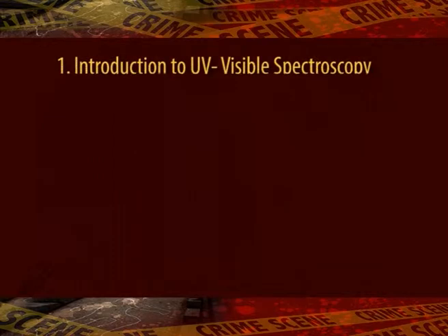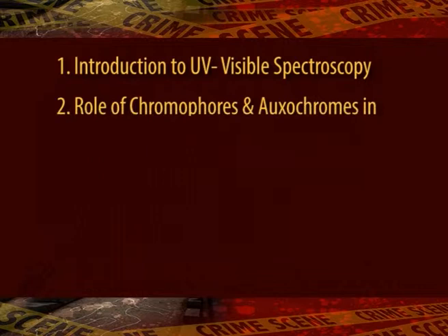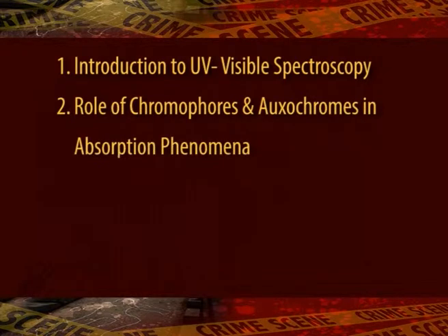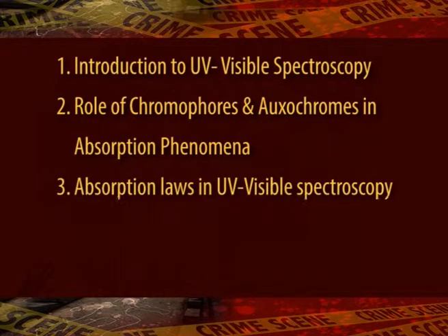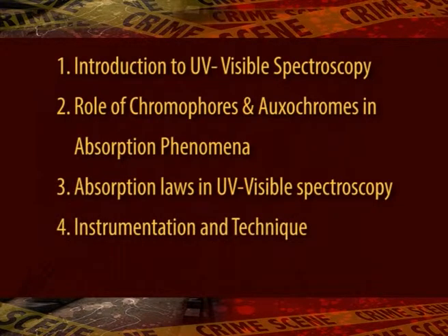So, students, let us have a look at the modules which we will be learning today. Module 1, Introduction to UV visible spectroscopy; module 2, Role of chromophores and auxochromes in absorption phenomena; module 3, Absorption laws in UV visible spectroscopy; and module 4, Instrumentation and techniques, followed by the conclusion in module 5.